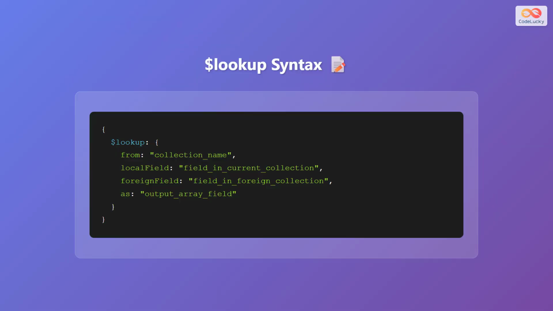Here's the syntax for using $lookup. The $lookup stage takes a document with the following fields: from, which specifies the name of the collection to join with; localField, which specifies the field from the input documents; foreignField, which specifies the field from the from collection; as, which specifies the name of the new array field to add to the input documents. This array contains the matching documents from the from collection.